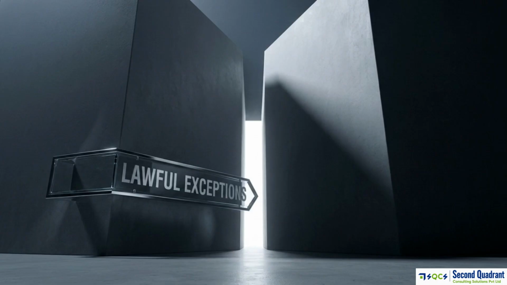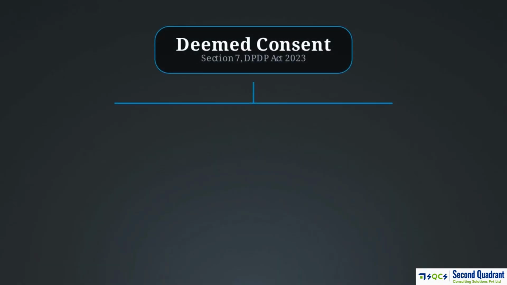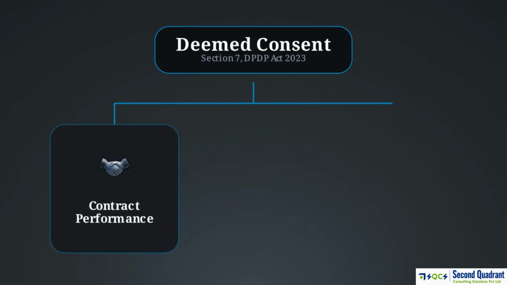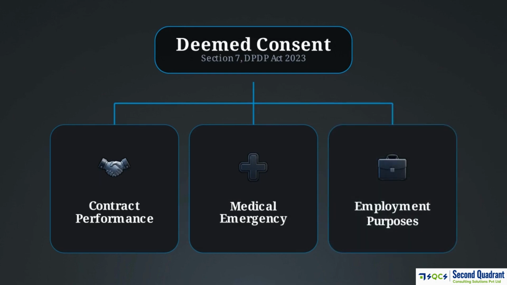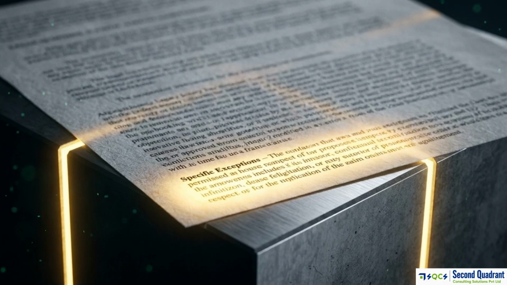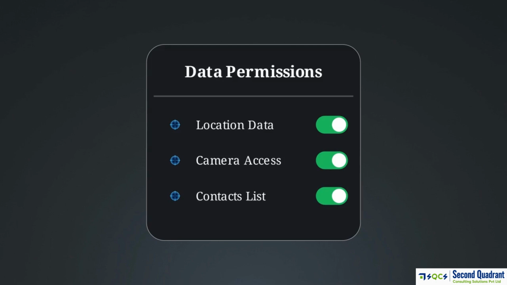The law provides an alternative route called deemed consent. This allows you to process data without an explicit UI toggle, but only under highly specific conditions. Those conditions are strictly enumerated. They apply when a user enters into a contract to receive a service, during a verified medical emergency, or for direct employment administration. Deemed consent is a narrow exception, not a default fallback. Your interfaces must be engineered to capture granular, per-purpose consent that requires exactly the same amount of effort to withdraw as it did to give.